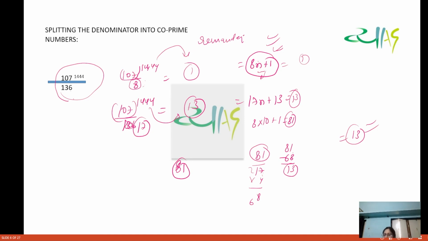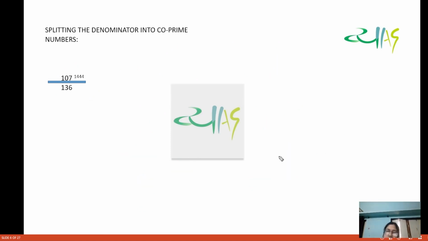Beyond this, it is not going, because see, 8 fives are 40, plus 1, you have 41. Then nothing is happening. Then you have 8 sixes are 48 plus 1, 49. So you are getting 15 as remainder. So sometimes you have to work intuitively also. So in this case, the remainder we got here is 81. 81 is the number we got as remainder.